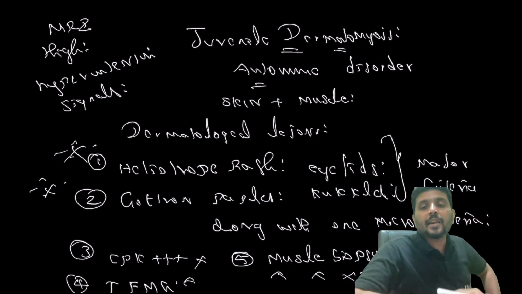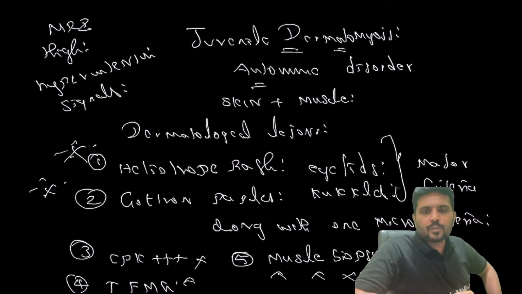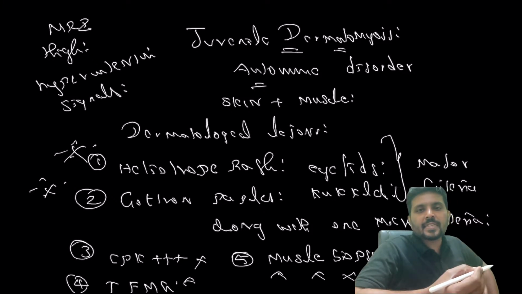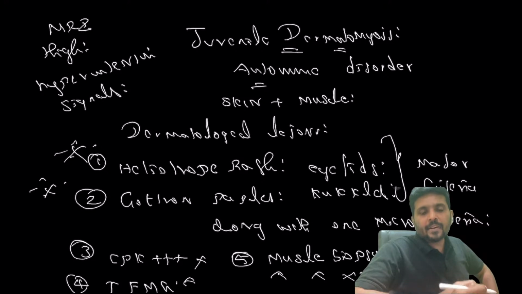You can have polymyositis, you can have inclusion body myositis. This polymyositis and inclusion body myositis are diseases of adults, whereas the disease involving inflammation in children is specifically juvenile dermatomyositis, and the investigation of choice right now is MRI thigh.